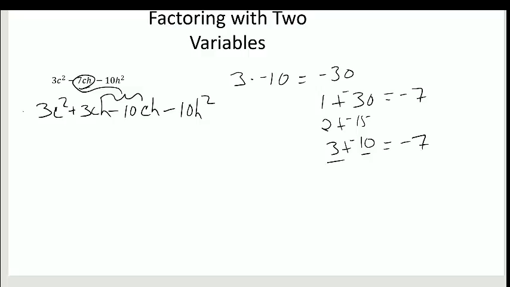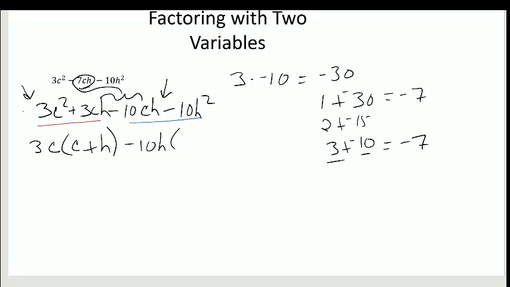So we are going to now factor these by grouping, which means that we're going to first look at this set of terms, and then we're going to look at this set of terms. So focusing first on this set of terms, our common factor in those two terms is a 3c. If we pull that out, we're left with c plus h. The common factor in these two terms is a -10h. So if we pull that -10h out, we're left with c plus h.